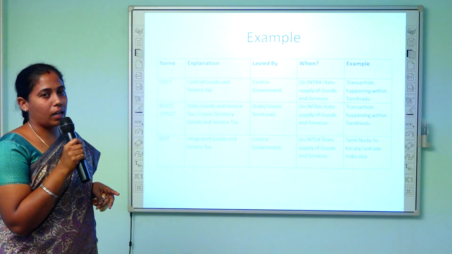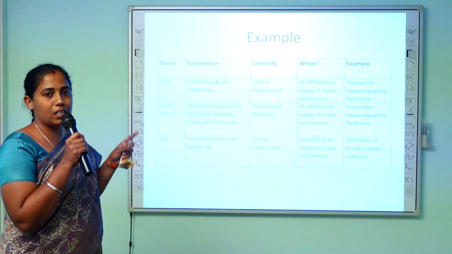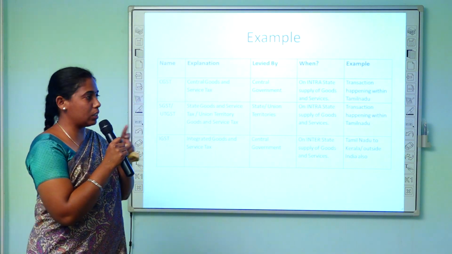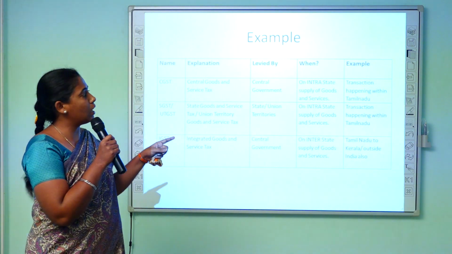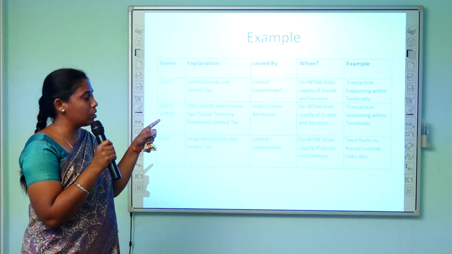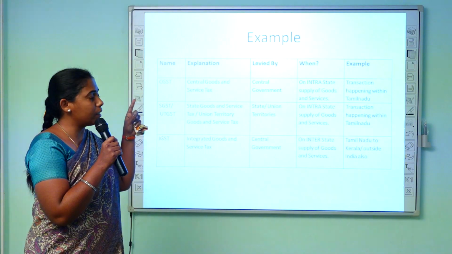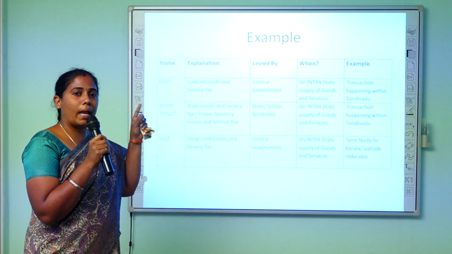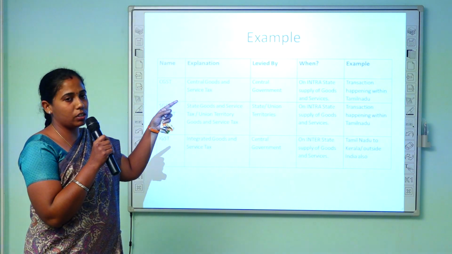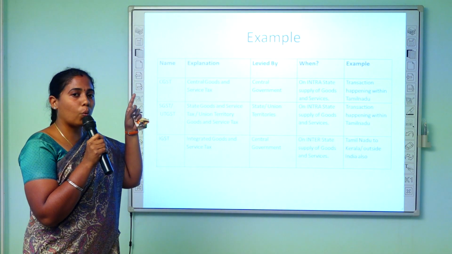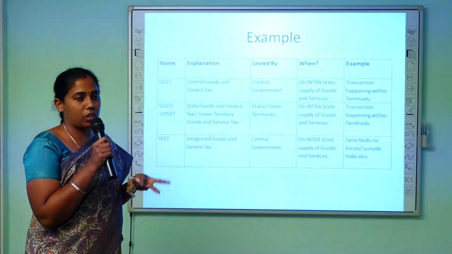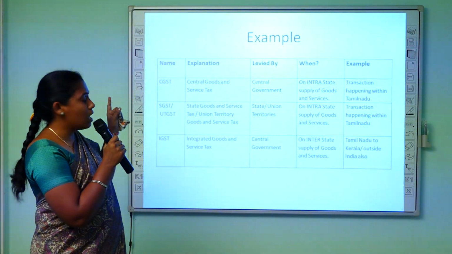So, there are three types of taxes. One is CGST, the second one is SGST, and the last one is IGST. CGST stands for Central Goods and Services Tax, which is levied by the central government only on the intra-state supply of goods and services. So, I again say what is intra? Intra means any transaction or any supply which happens within a particular state. For example, a transaction that is happening only within Tamil Nadu or only within Pondicherry or only within Maharashtra. Those transactions are under the purview of CGST.